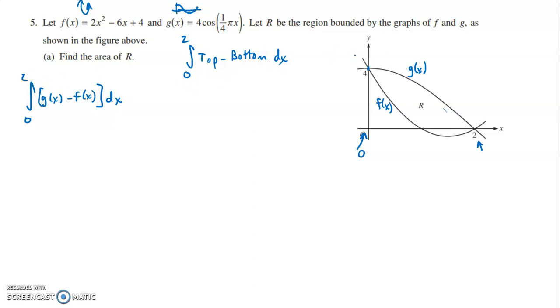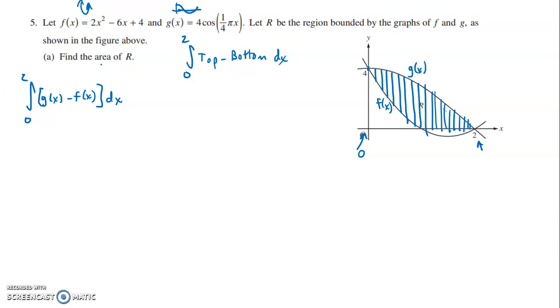Now, g of x minus f of x is just the distance in between these two curves. So at every given point between 0 and 2, we're finding the distance in between these curves. And then essentially, we're just adding up all these vertical lines. So we're getting infinitely skinny rectangles, and we're adding up infinitely many of them to find the area between g and f. So setting it up is the only part that's new.